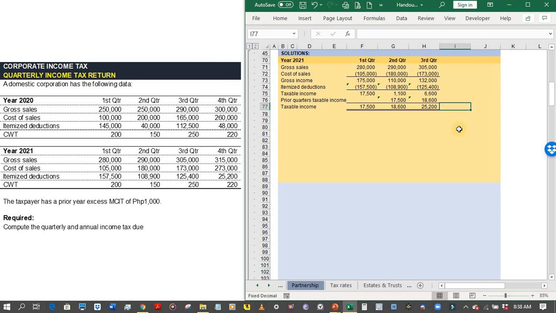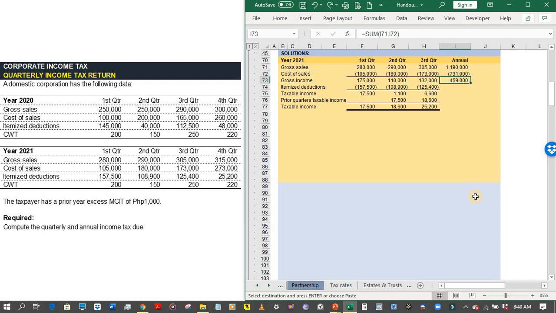annual itemized deductions. So for the annual reporting, which is at the end of the fourth quarter, the gross sales that will appear is no longer the gross sales only for the fourth quarter. What will appear is the gross sales for the year 2021, and that is 1,190,000 pesos, and that covers the 12-month period of 2021. And for the cost of sales, this is also the annual amount, which is 731,000 pesos. And this is the total of 105 to 273,000 pesos.